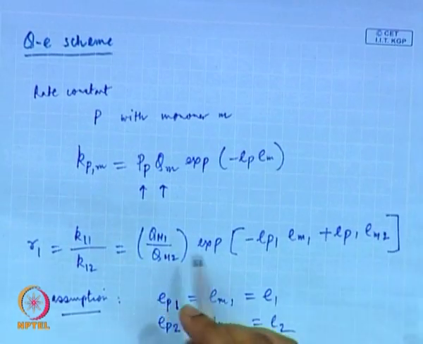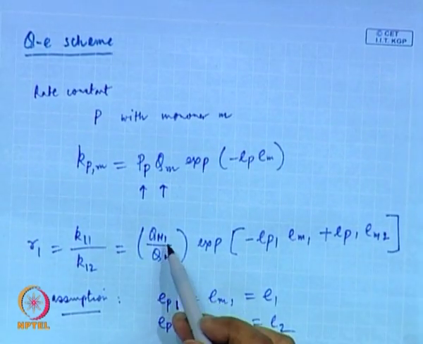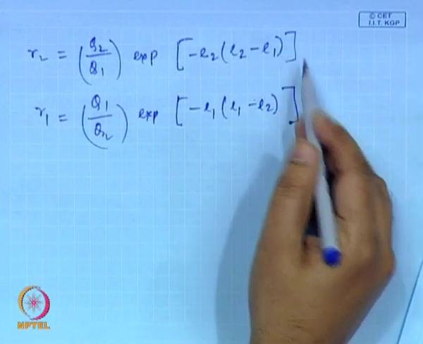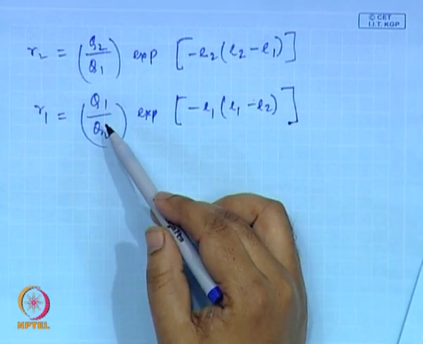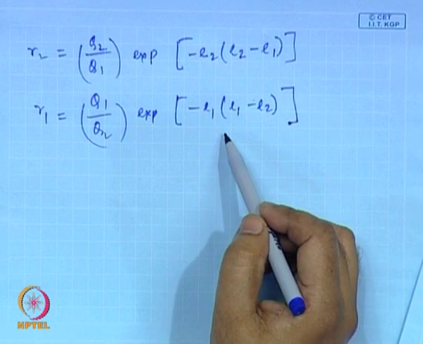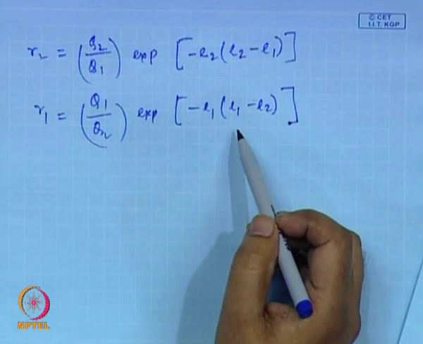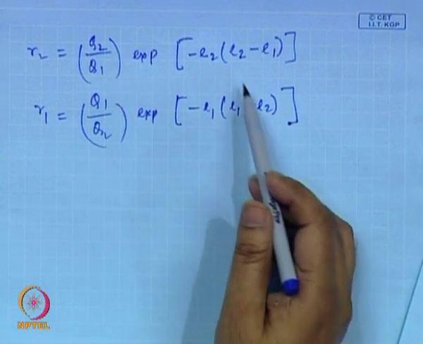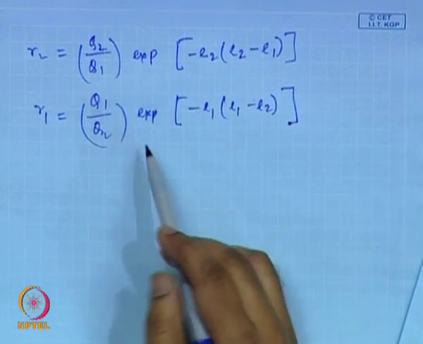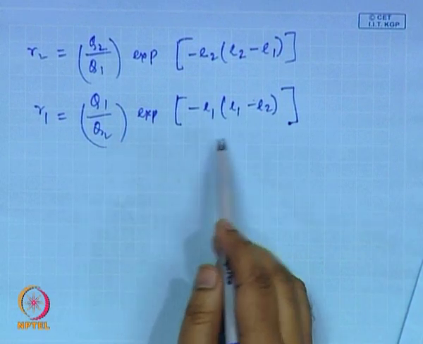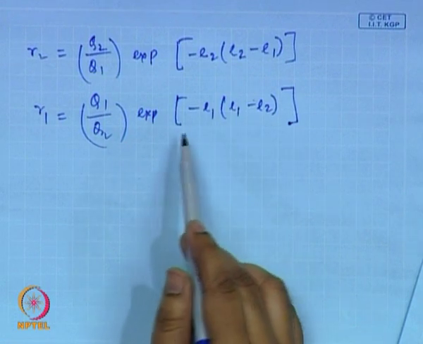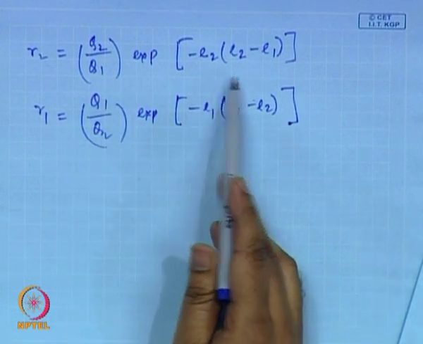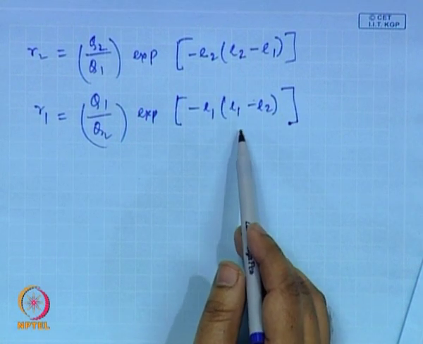Q is always related to the monomer. Essentially, these two relate the reactivity ratios of the monomers to the electrostatic charge on the monomer. We do not have any term related to the polymer radicals. All these terms are related to the monomer. So, basically this relates to the reactivities of the two monomers and the electrostatic charge on the two monomers.